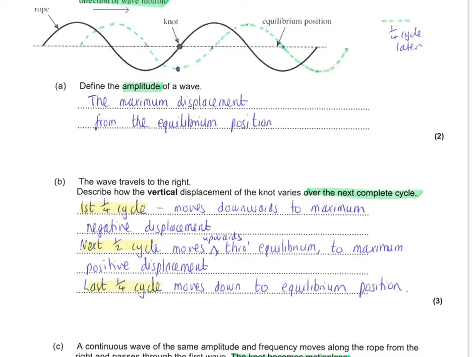So for the first quarter cycle, it's moving downwards to the maximum. For the next half cycle, it moves upwards. And for the last quarter cycle, it's going to be reaching the maximum positive displacement. And then in the last quarter cycle, it's going to move downwards back to the equilibrium position.